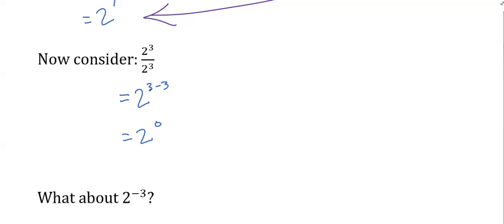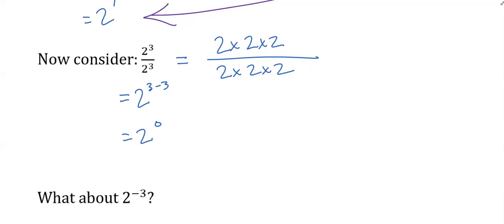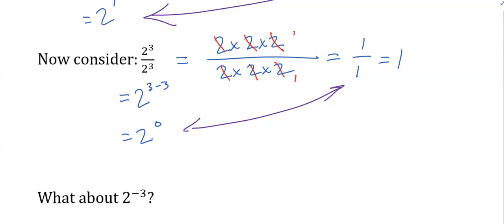What if I did it like this? 2 times 2 times 2 over 2 times 2 times 2. So what happens here? These two cancel. They divide to 1. These two divide to 1, cancel each other. These two divide to 1, they cancel each other. I'm left with just a 1 on top, just a 1 on bottom. So that's 1 over 1, or 1. So those two things must be the same. And therefore, we say 2 to the 0 equals 1.